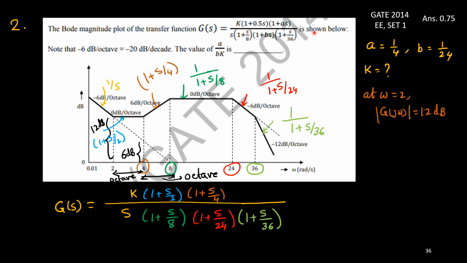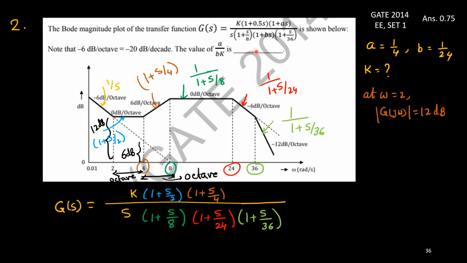So there are several functions: poles, zeros, and a constant. The constant k will always contribute, and the pole at 0 will always contribute. But this zero will contribute only from its corner point onwards; at the corner point its contribution is 0. The next corner and all higher corner frequencies will not contribute. So at this point only s and k, these two, will contribute.